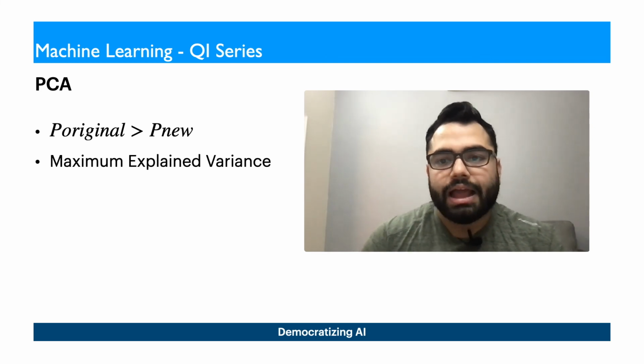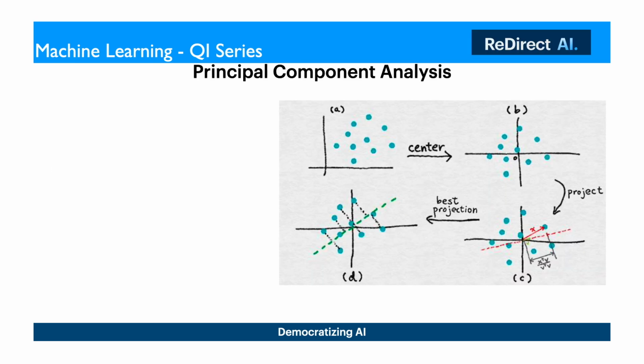In the figure, we're going to have two axes. Let's have a look at the visualization now. In this first figure A, we have some data points. Let's say we have two features only, x-axis and y-axis. And in figure B, you see the axes have been changed, and it says center.